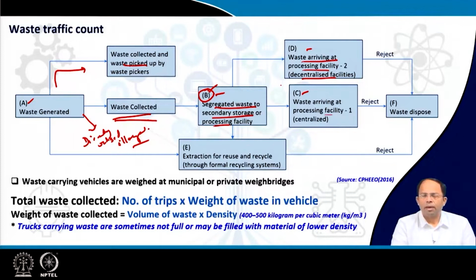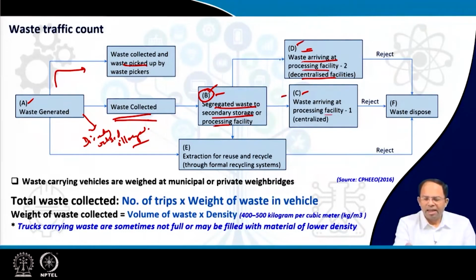There could be many of these facilities, and at each facility we can measure how much waste is arriving. Based on that, I can determine what sort of treatment needs to be given. For example, if it's a decentralized composting facility, based on the quantity of waste that is coming in, I can decide how much area I require for setting up this kind of plant, right? So these kinds of decisions are taken, which requires us to quantify the waste at different levels.